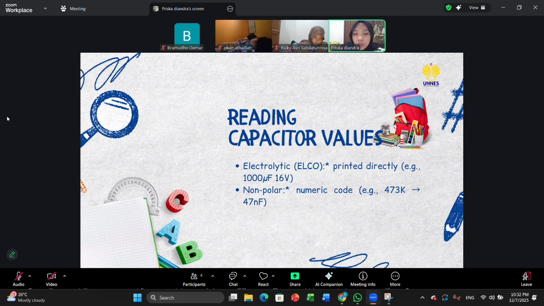Next, reading capacitor values. For electrolytic capacitors, the value is printed directly on the body, such as 1000 microfarad 16 volt. Non-polar capacitors usually use a numerical code, for example, 473, which means 47 nanofarad.